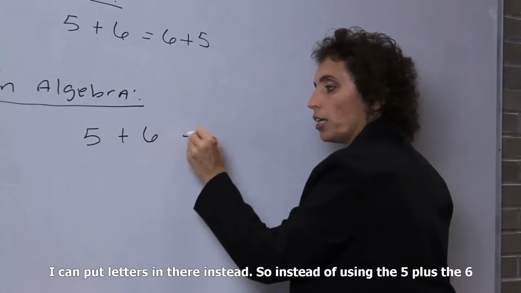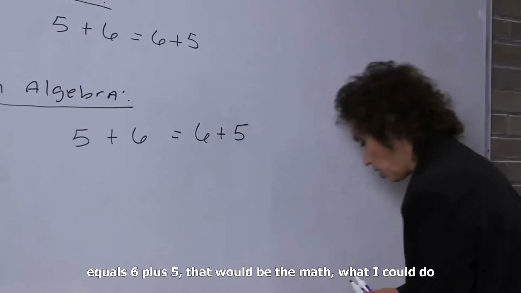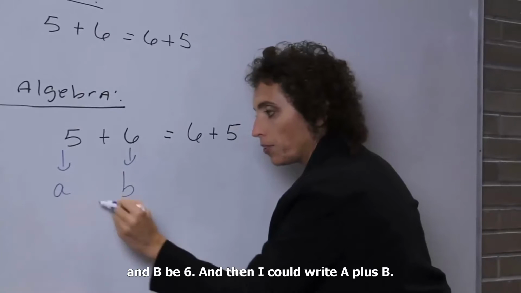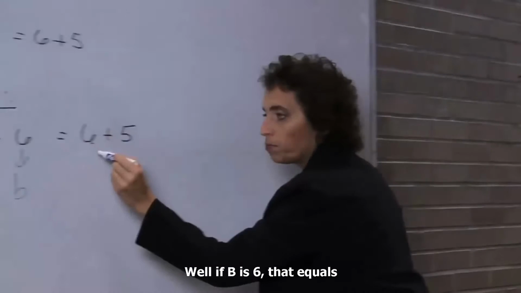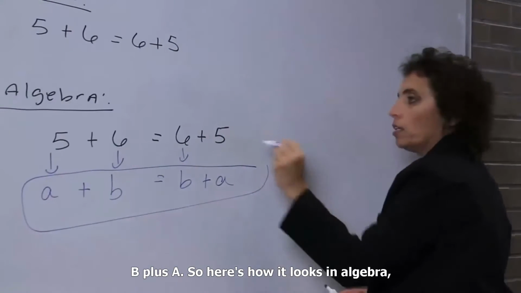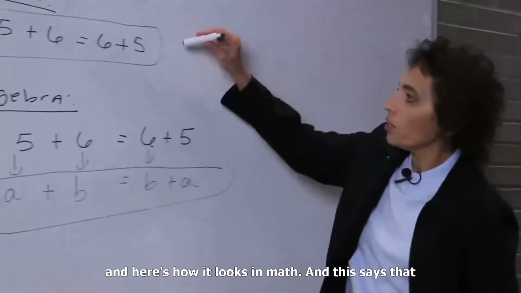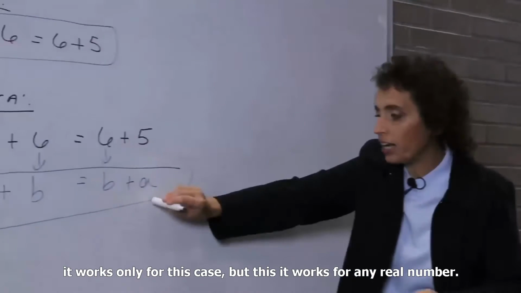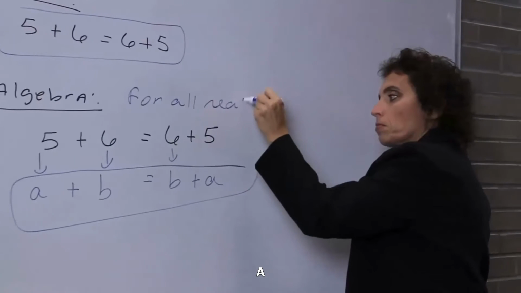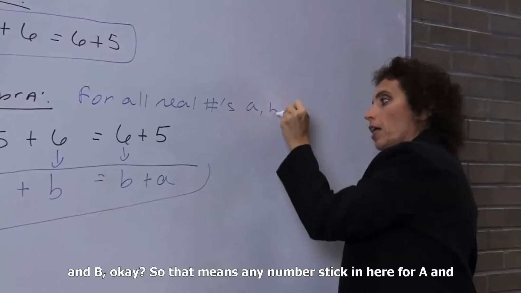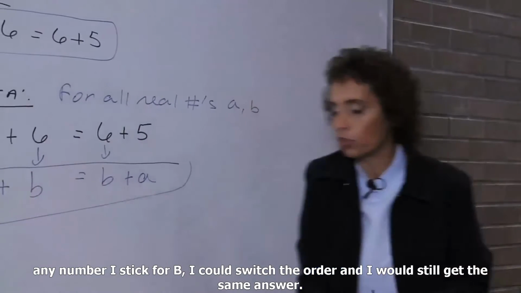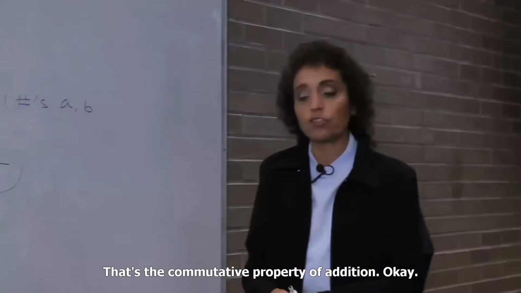So instead of using the 5 plus the 6 equals 6 plus 5, that would be the math. What I could do is I could say, let's let A be 5 and B be 6. And then I could write A plus B. Well, if B is 6, that equals B plus A. So here's how it looks in algebra, and here's how it looks in math. And this says that it works only for this case, but this says it works for any real number, because we would write for all real numbers A and B. Okay, so that means any number I stick in here for A, any number I stick in for B, I could switch the order and I would still get the same answer. That's the commutative property of addition.